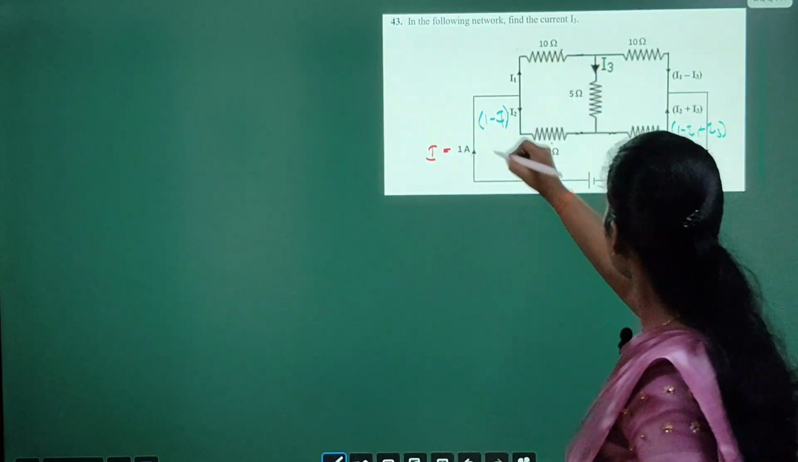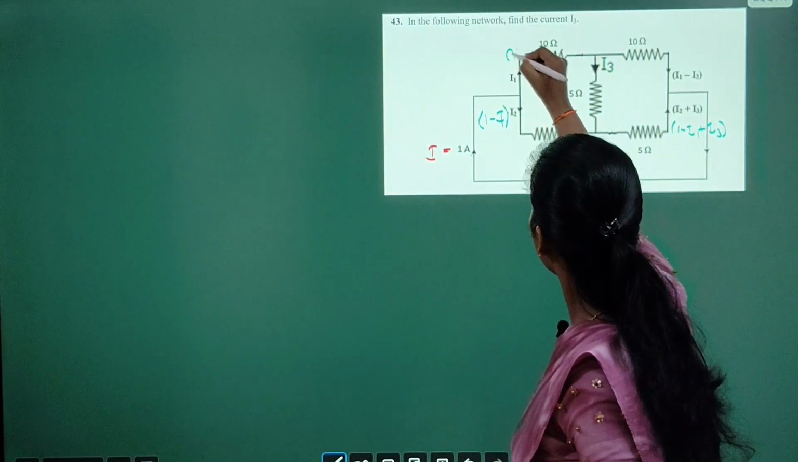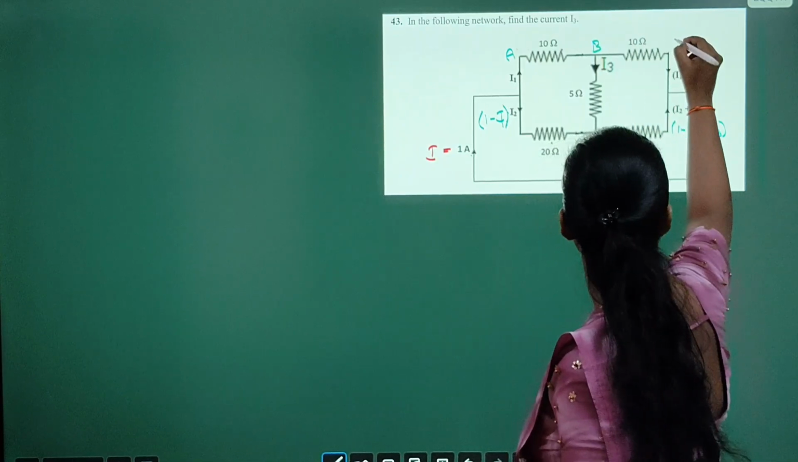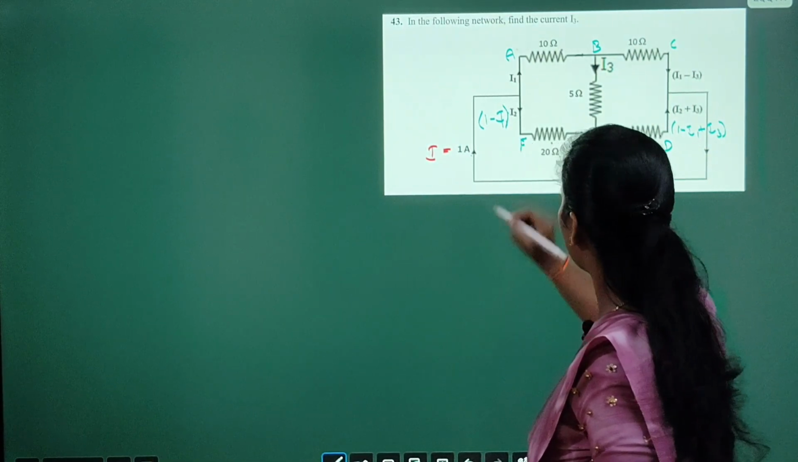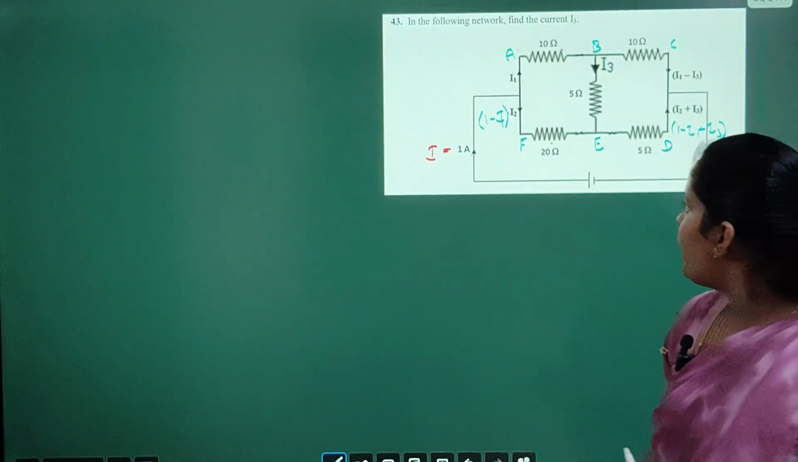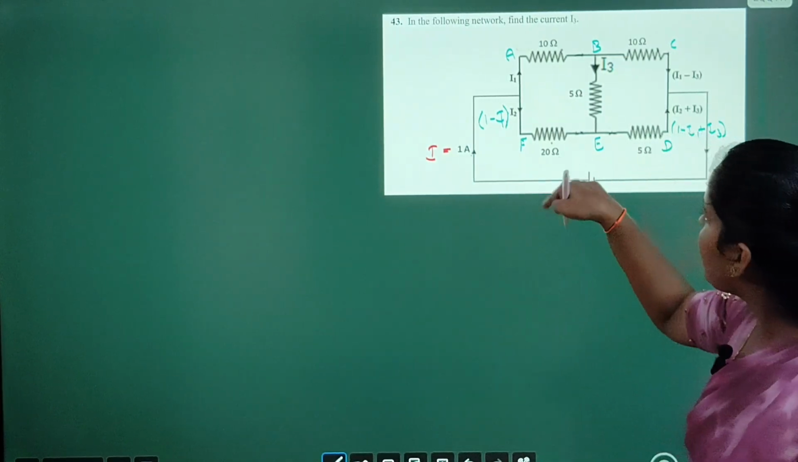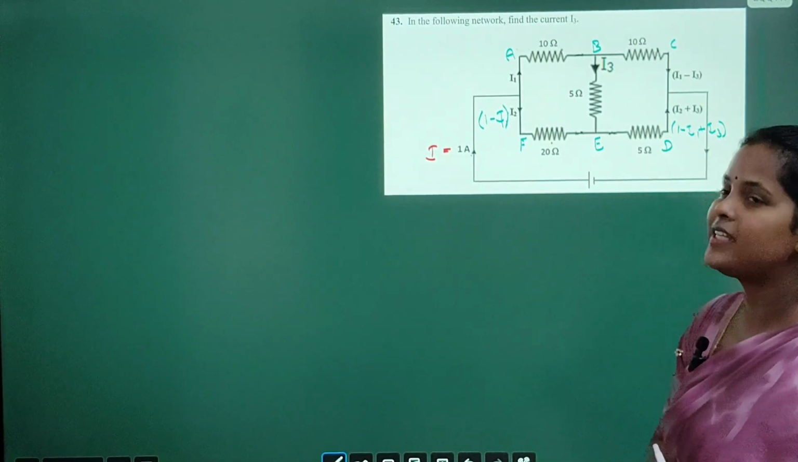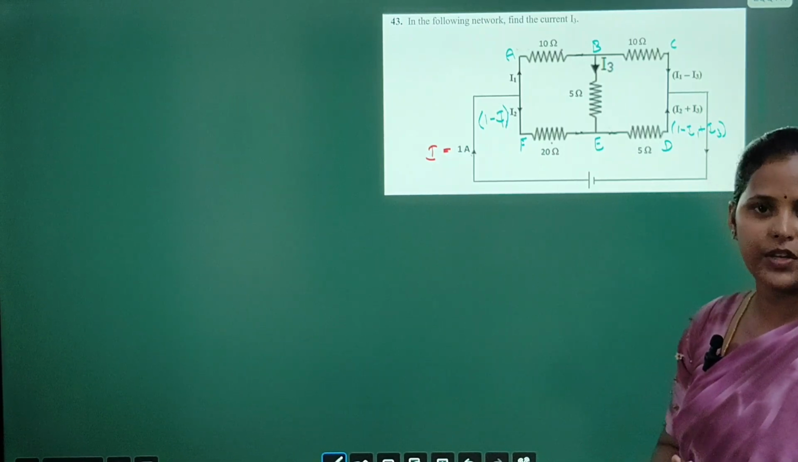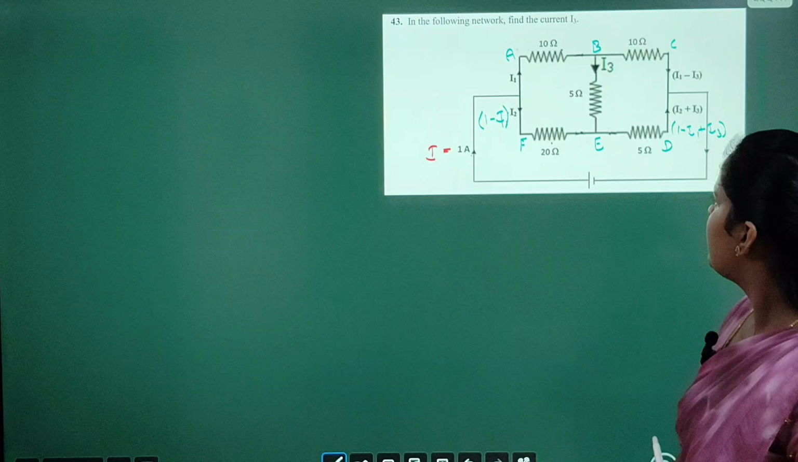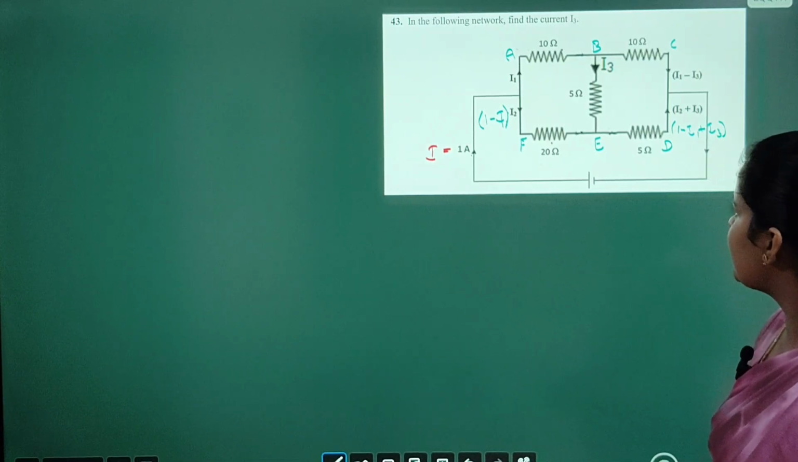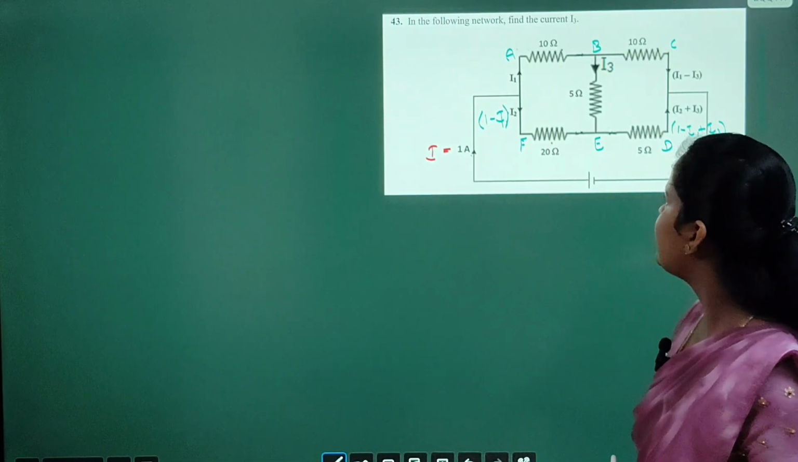Okay, here naming the junctions first: A, B, C, D, E, F. Here what we have to find out in the forward network is the current I3. We have to find the I3 current here. Use KVL. So apply KVL to the loop, and we can get the I3 current.